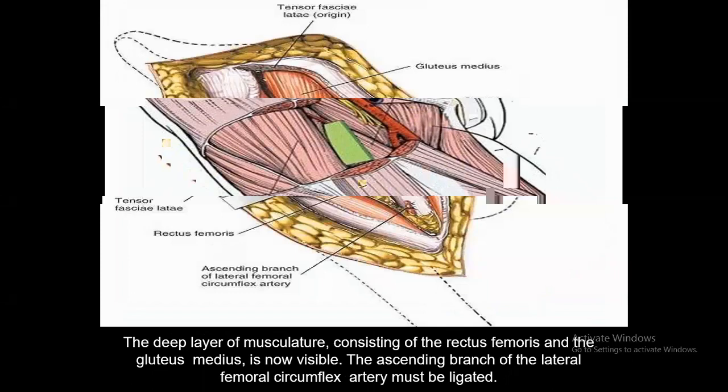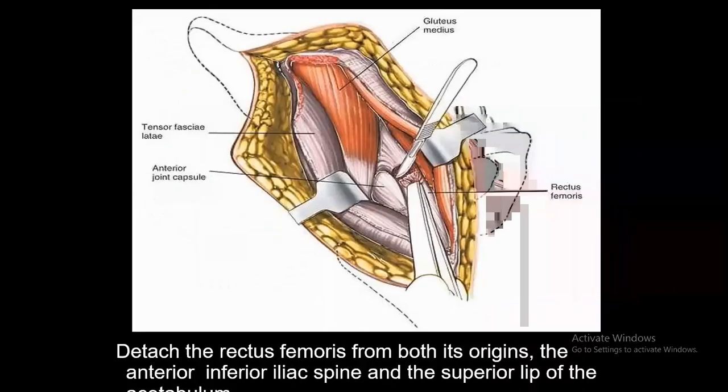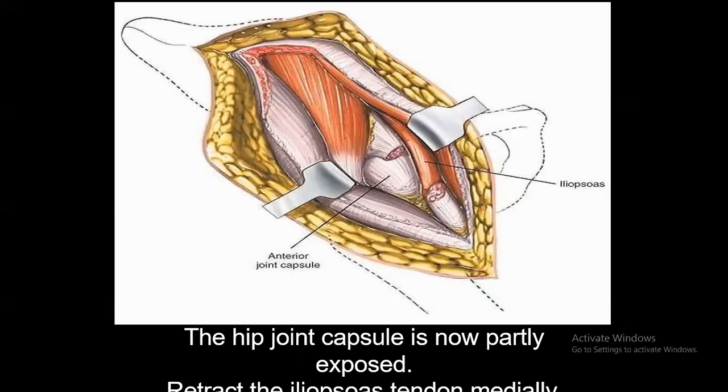The deep layer of musculature, consisting of the rectus femoris and the gluteus medius, is now visible. The ascending branch of the lateral femoral circumflex artery must be ligated in this approach. The danger in this approach is excessive blood loss. Detach the rectus femoris from both its origins, the anterior inferior iliac spine and the superior lip of the acetabulum. The hip joint capsule is now partially exposed.